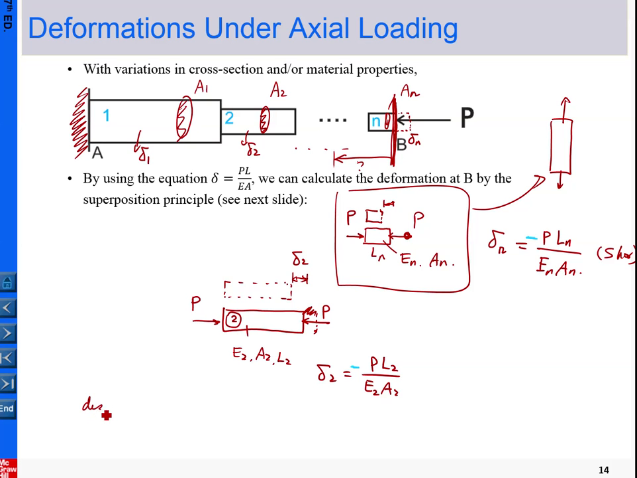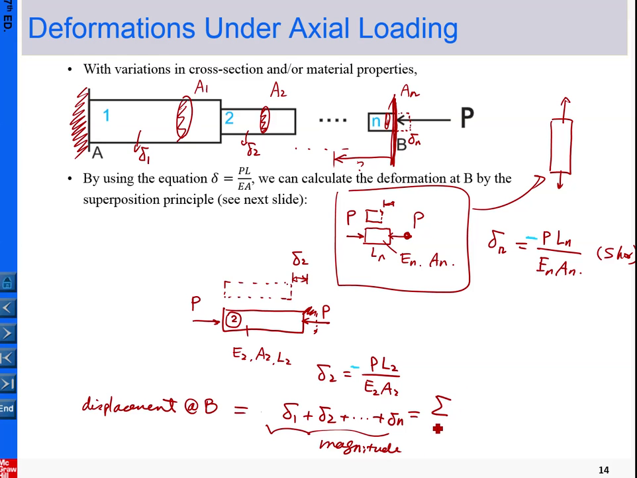So basically the displacement at B should be equal to the summation of all the deformation from each piece. And again, this is a magnitude. So here it will be the sum from i equal to 1 to n of delta i, which is the sum from i equal to 1 to n of P L i over E i A i. So this is the magnitude.